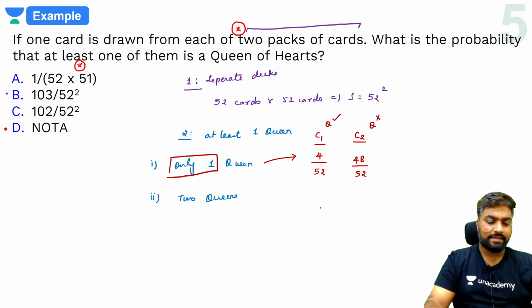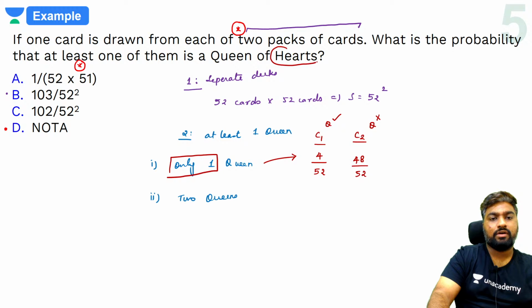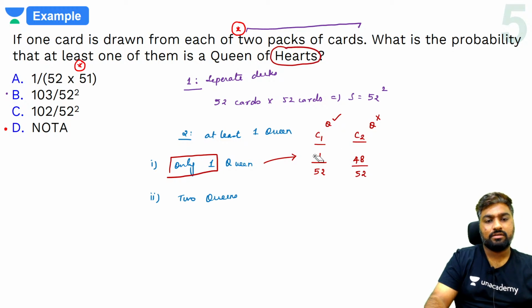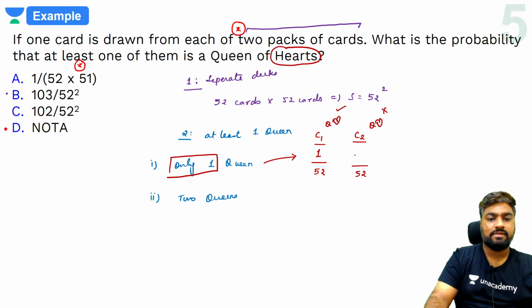Are you understanding this, guys? I hope you guys are understanding this. Okay, they're asking specifically for Queen of Hearts. Correct. Queen of Hearts, not just any other queen, Queen of Hearts. Okay, so first card will be Queen of Hearts, second will be not Queen of Hearts, which is 51 out of 52 cards.